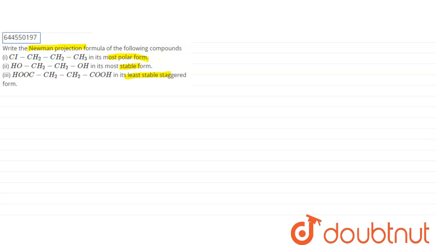So the very first thing we are gonna do is write the formula: CH3 CH2 CH2, and this is CH3. Okay, so we are gonna give numbers. I like to give numbers: 1, 2, and 3. So what we can do is take the structure from 1 and 2. First, we will draw the Fisher projection.